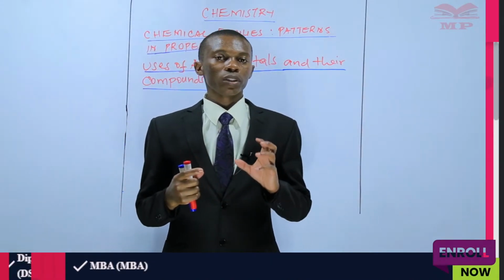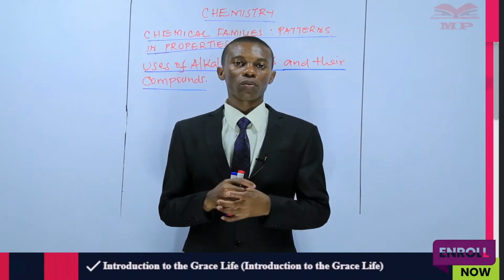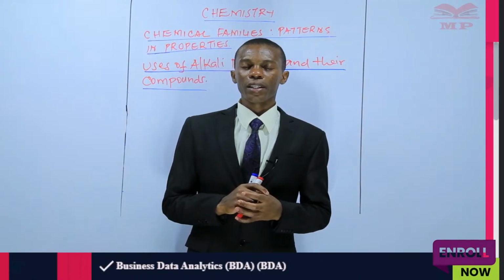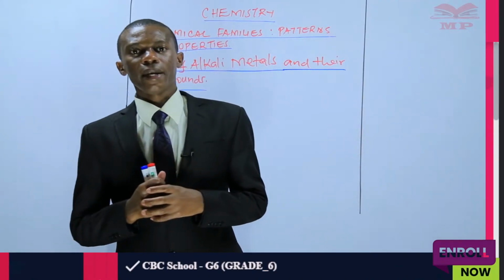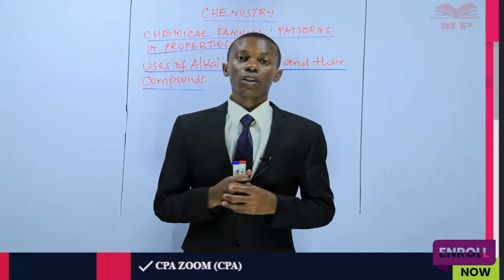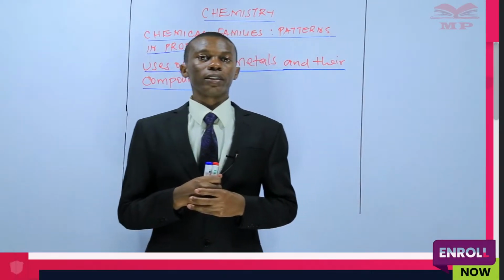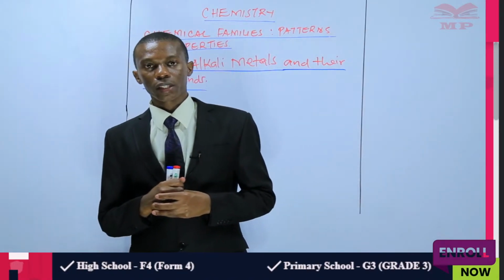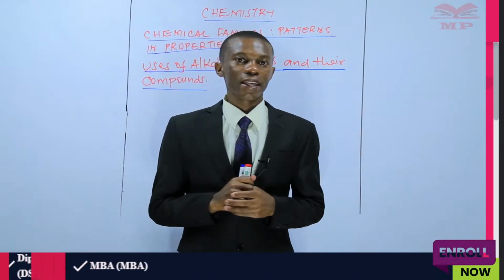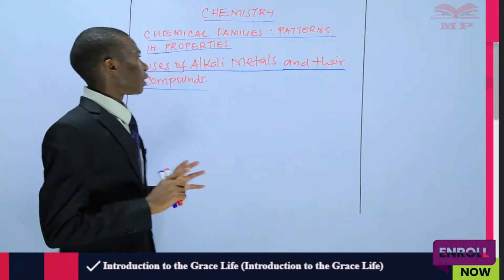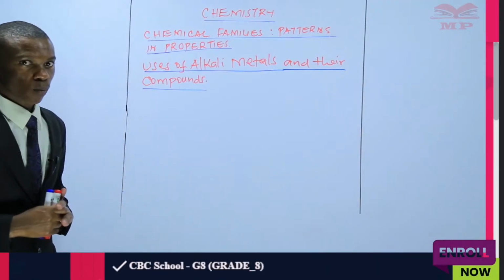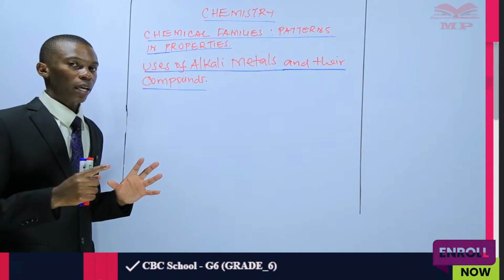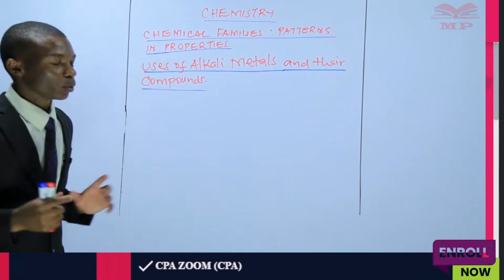Therefore, in this topic, I want us to get into the uses of alkali metals. I want to give you around 5, and you will look for some other uses of alkali metals and their compounds. Remember, the subtopic is uses of alkali metals and their compounds. It's not just metals, but also their compounds.